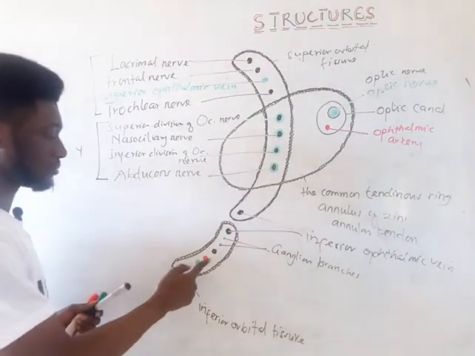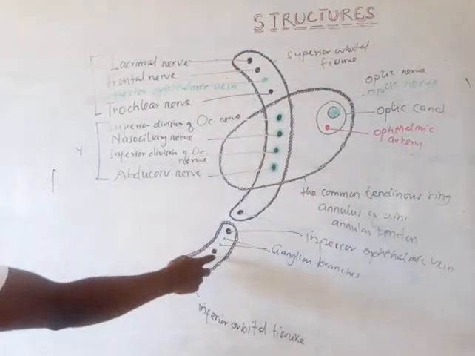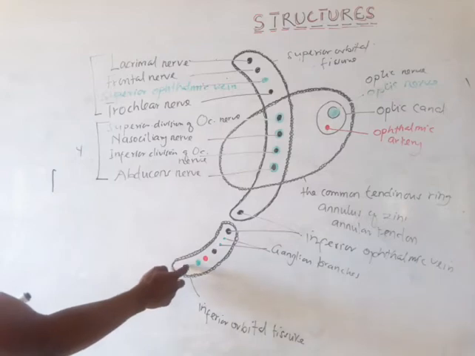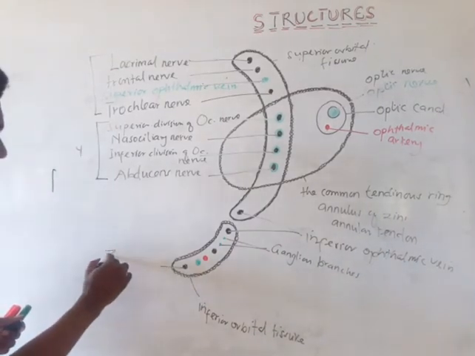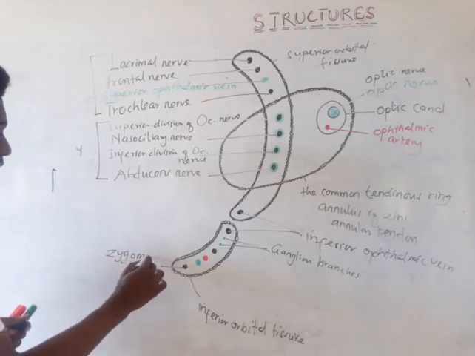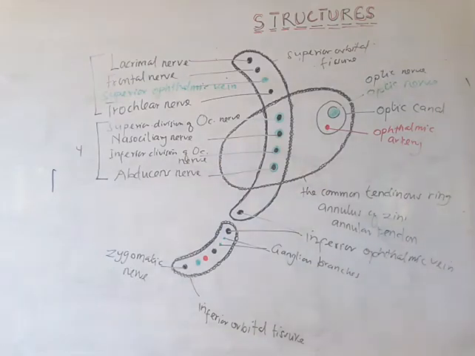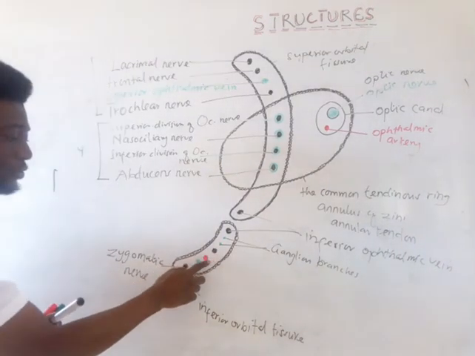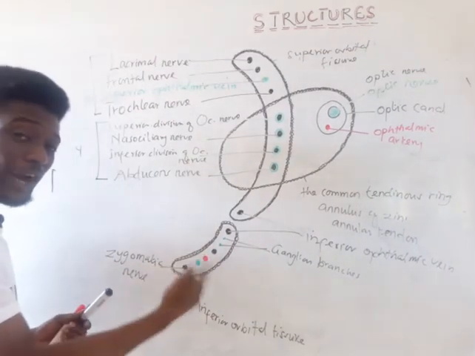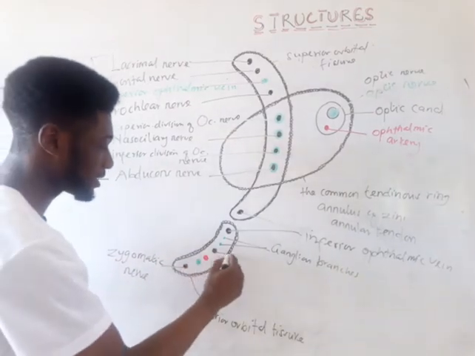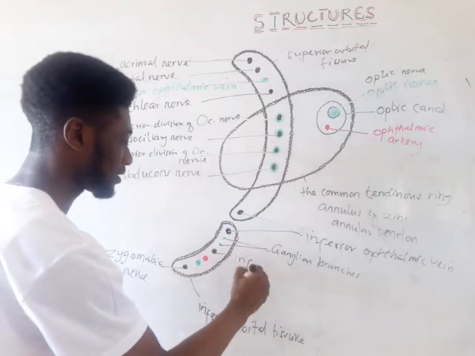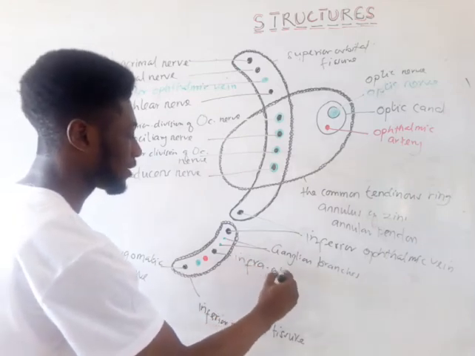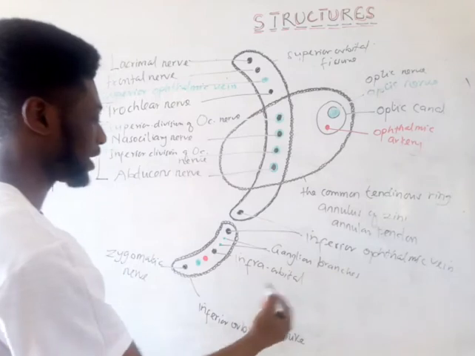All right. Now you are seeing these structures over here. Now this side, this black thing you're seeing here is the zygomatic nerve. Zygomatic nerve. Are you okay? And we're seeing these three, 1, 2, 3. They are all infraorbital. I'll call this infraorbital nerve.